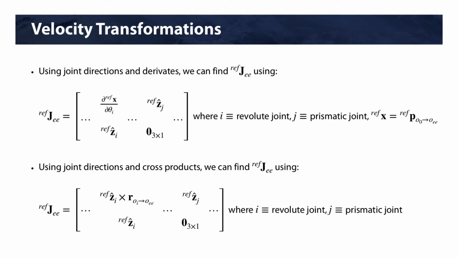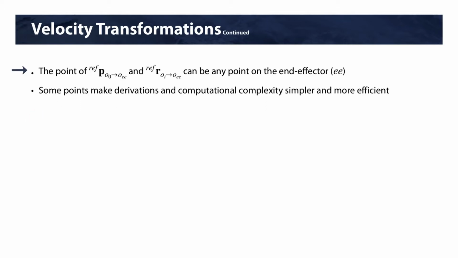Now, when we did this, we could choose a point on our end effector, and then we had a reference frame. In the case of joint directions and derivatives, we used the point from the origin of the base frame to the origin of the end effector, or for the cross product method, we used the point from the origin of frame i to the origin of the end effector. It could be any point on our end effector.